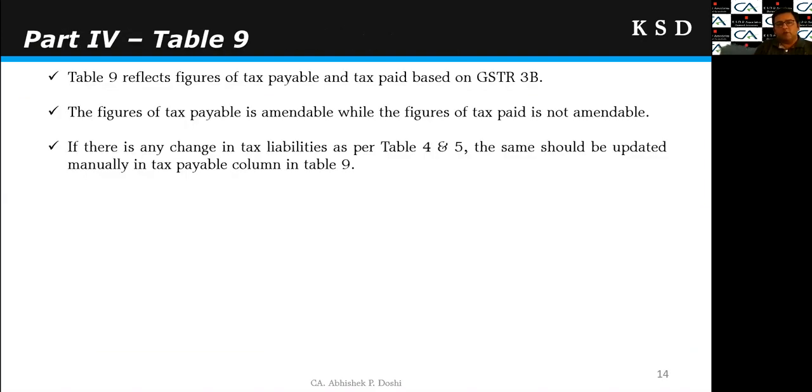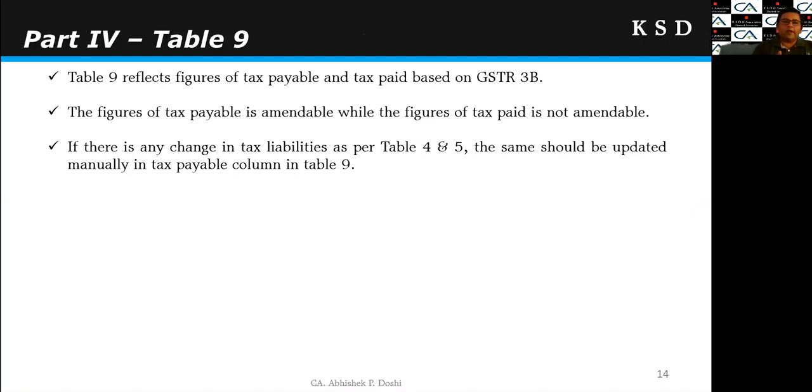Then one of the important tables, table 9. In table 9, we have two figures, tax payable and tax paid. Both are auto-reflected on the basis of GSTR 3B. But the figure of tax payable is amendable. However, the figure of tax paid is not amendable. So the figure of the tax paid will be as per the 3B only.